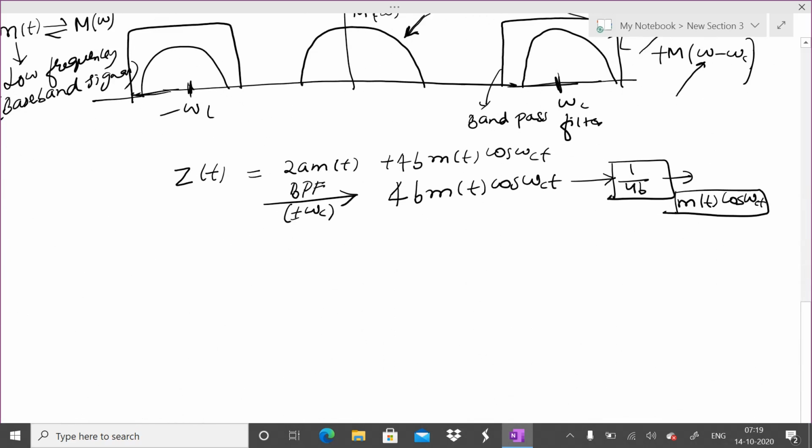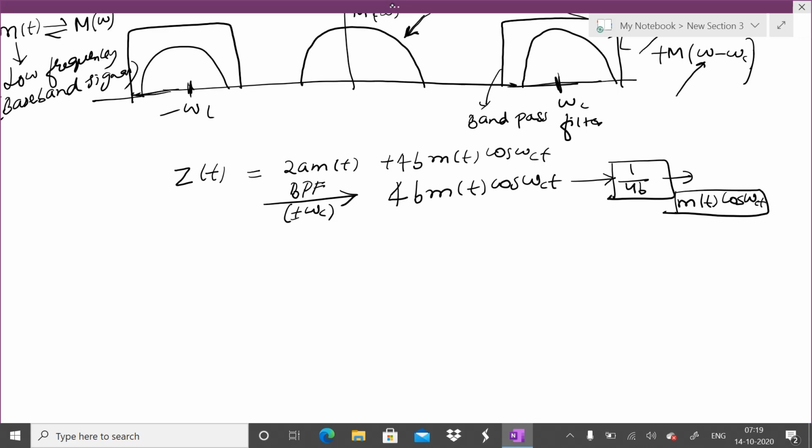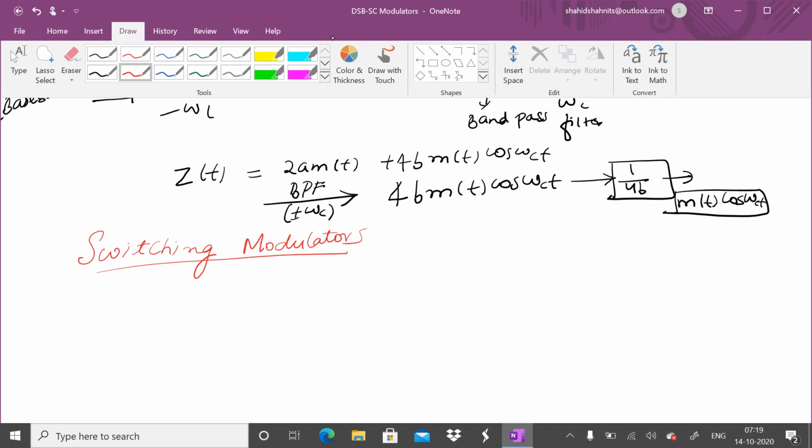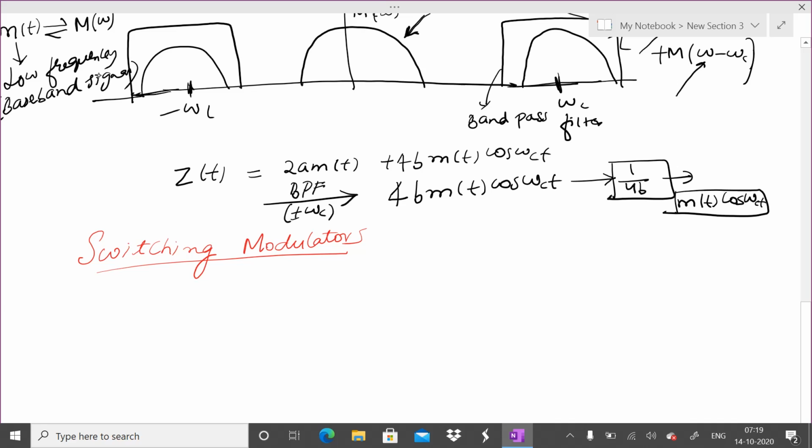Now this is one way to realize the DSB-SC modulator, but there are other better ways. One of the famous ways to design it, and I think most commonly used, is called switching modulators. One thing you should bear in mind: what is our target when we talk about DSB-SC modulators? Remember, the target is to get m of t multiplied with cos omega ct. That is it. Today I will just briefly tell you what a switching modulator means.